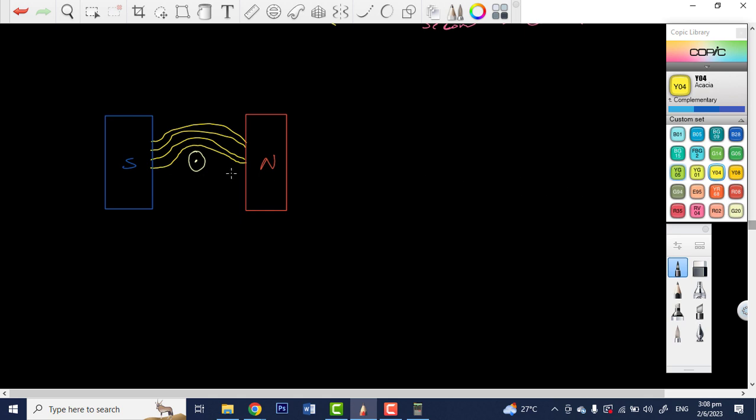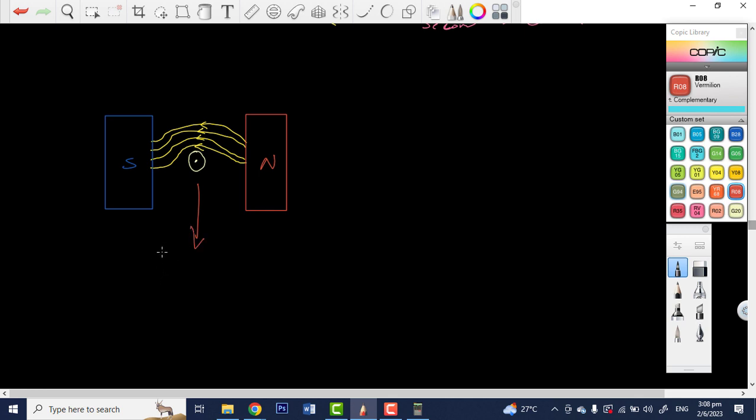Or we could just probably show one. Let me just put it like that. And these are going to be going from north to south. What we're saying is that on the bottom, the fields will actually cancel out, but on the top, they're going to get stronger. As a result, this conductor will move downward. And again, Fleming's left-hand rule will verify that.